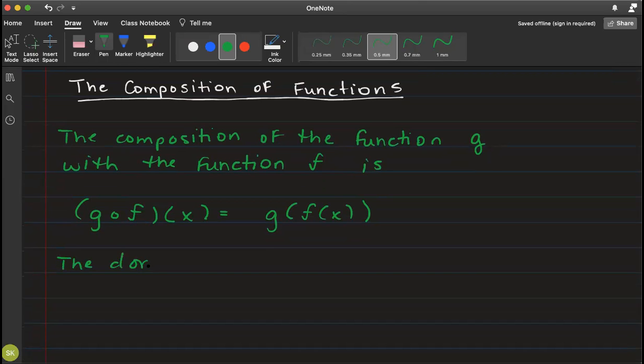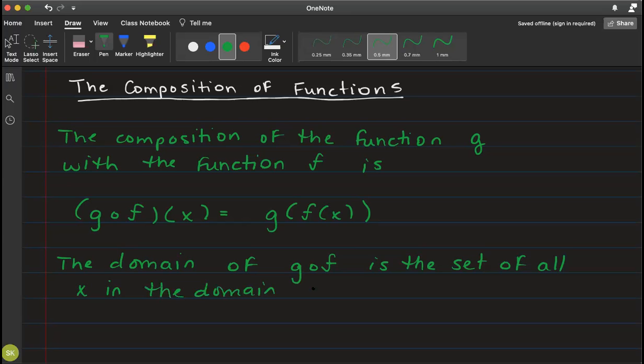The domain of g composed with f is the set of all x in the domain of f such that f of x is in the domain of g. Okay, and we're going to explain this in just a second.